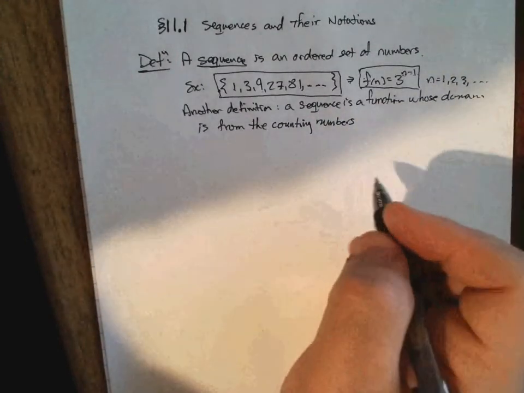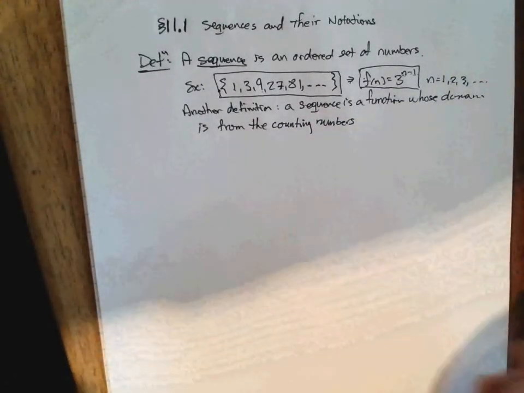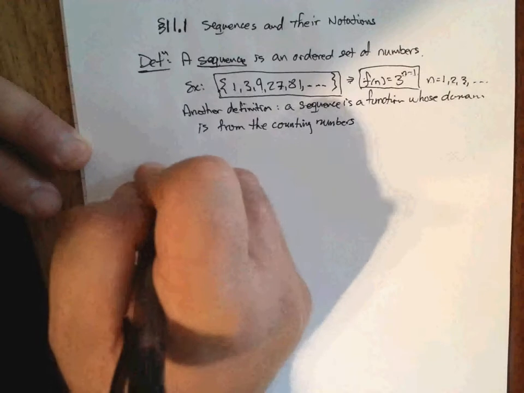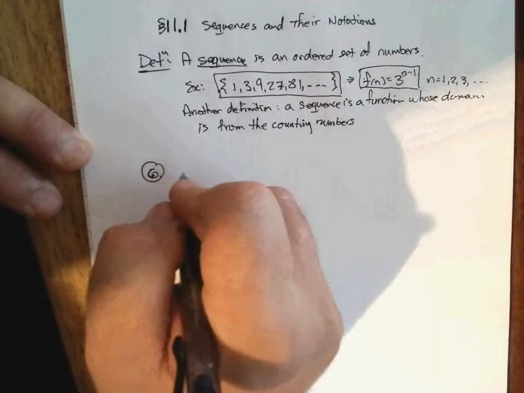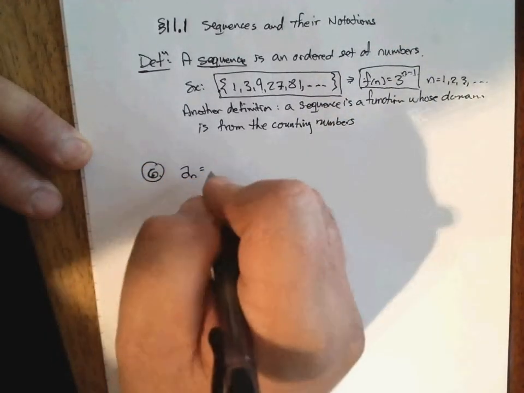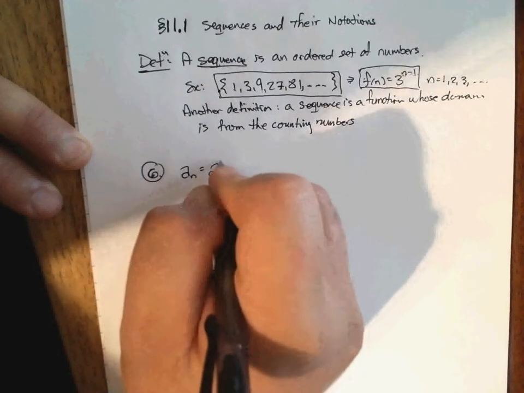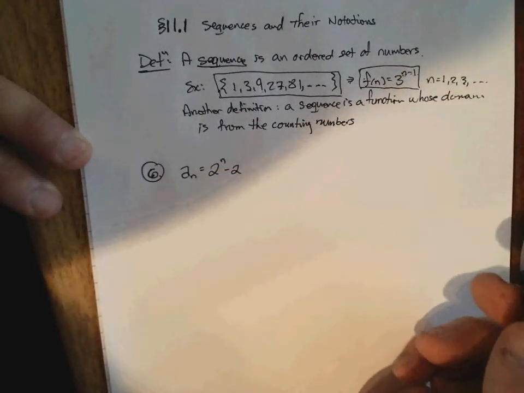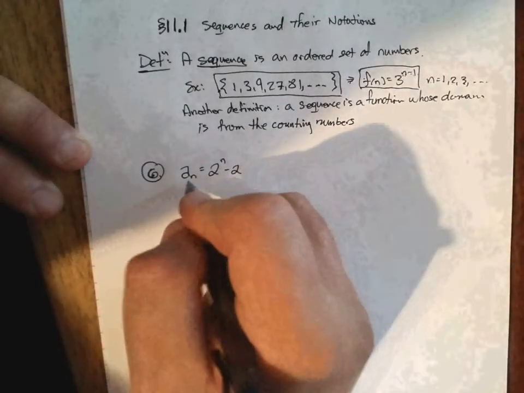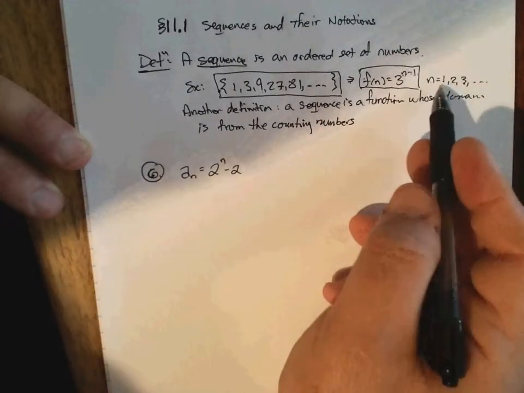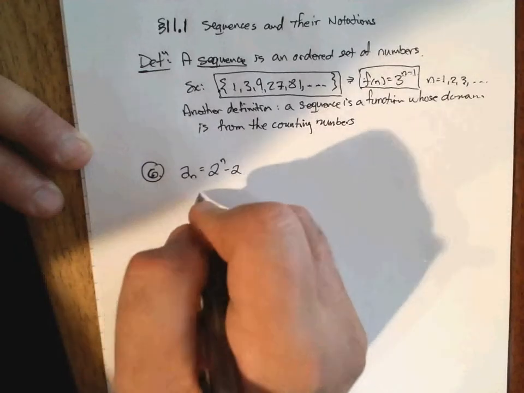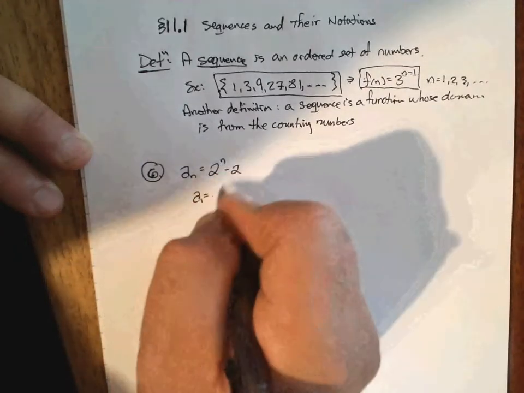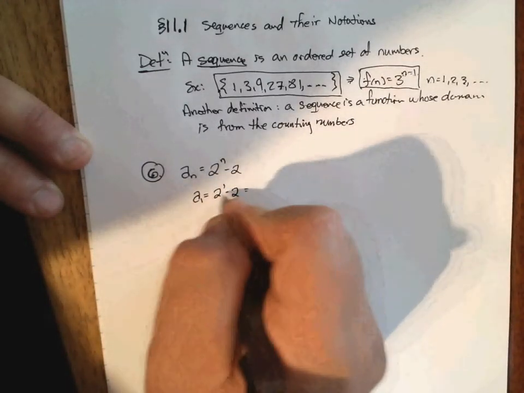All right, let's take a look at a couple of examples from the exercises. Problem number 6. You're given this sequence whose generating function is 2 to the n minus 2. And you're asked to write down the first 4 terms of this sequence. So we're going to assume that we're starting with n equals 1 as we write this. So a sub 1, 2 to the 1 minus 2. That's 2 minus 2 is 0.